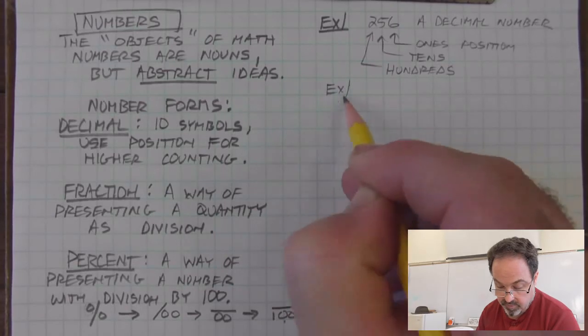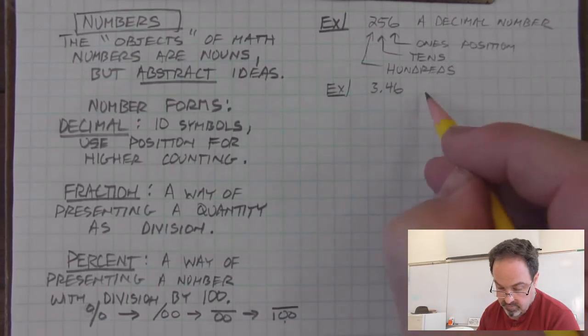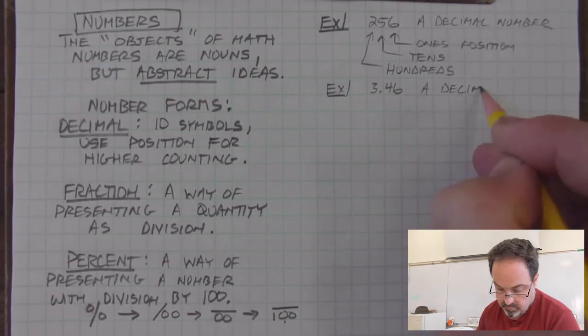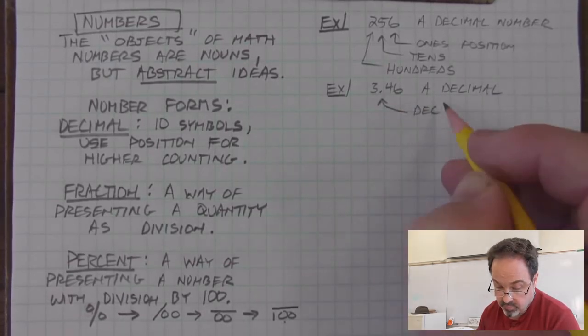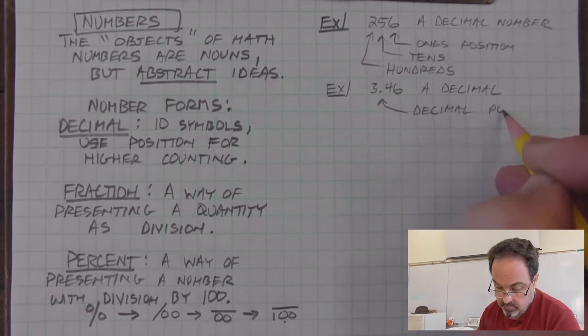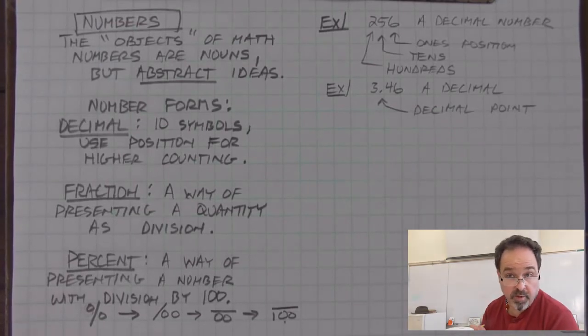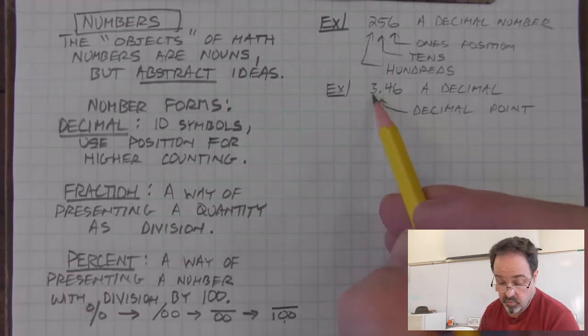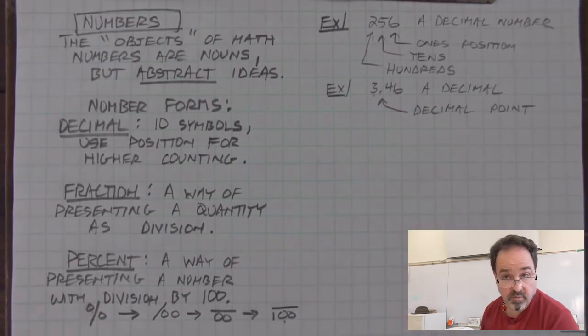I'll give an example of a decimal number that does. 3.46 is a decimal. This decimal number has a decimal point. And the decimal point is used to show where the positions used in the number change, in this case the 3 being in ones, then meaning after the decimal that we have a 4 in the tenths place and a 6 in the hundredths place. Fractional components of a number.